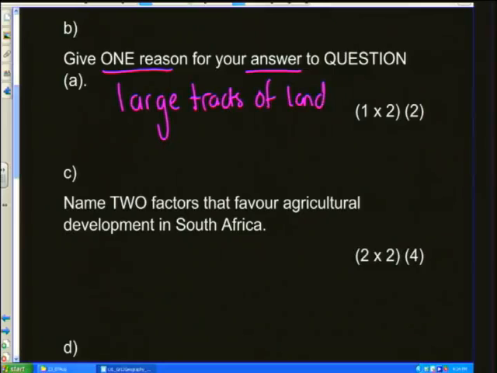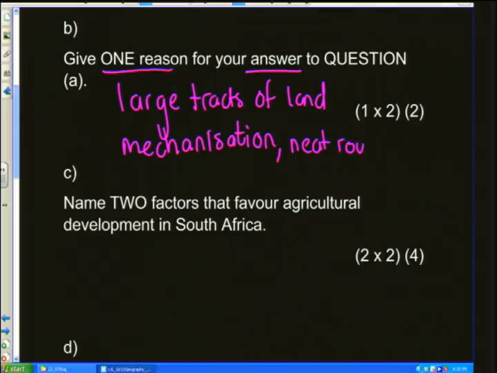In addition to that, they have mechanization. They're using tractors. They also have neat rows of crops, which only rarely happens on a commercial farm. Just one of those gets you your 2 marks.